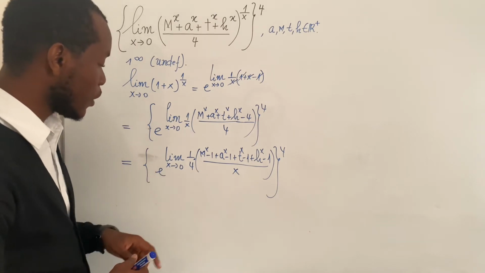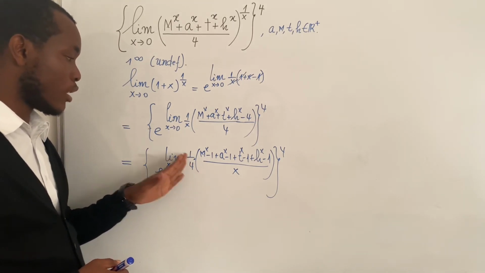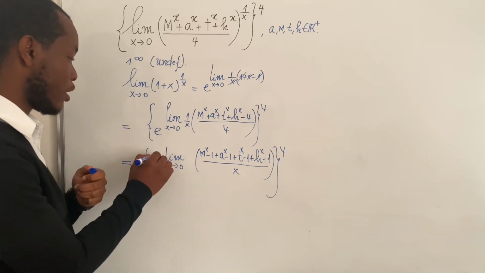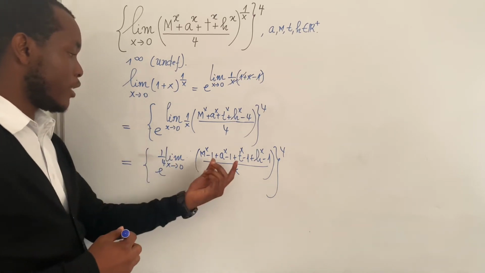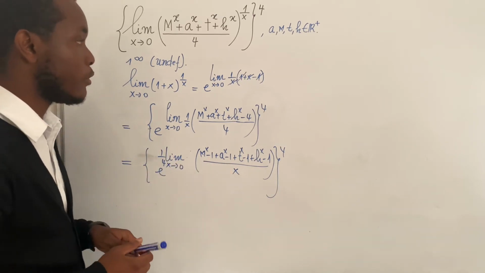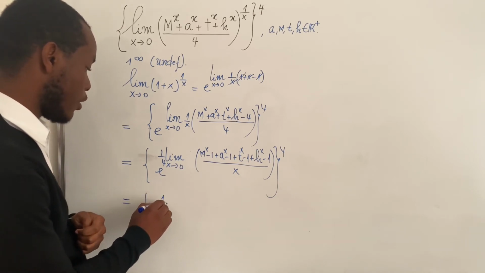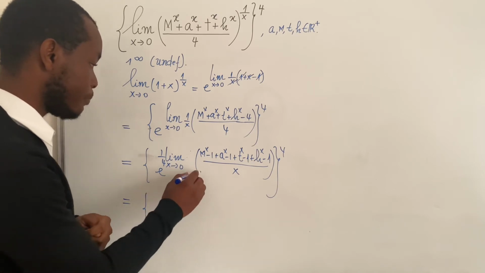So we can change. And now if we check this 1 over 4, it's a constant, it can come outside of the limit. So this constant 1 over 4 can become here 1 over 4. It's not a problem. Now we have this limit. What do we do in terms of this limit? We're going to have now Euler to the power 1 over 4, limit when x approaches 0.